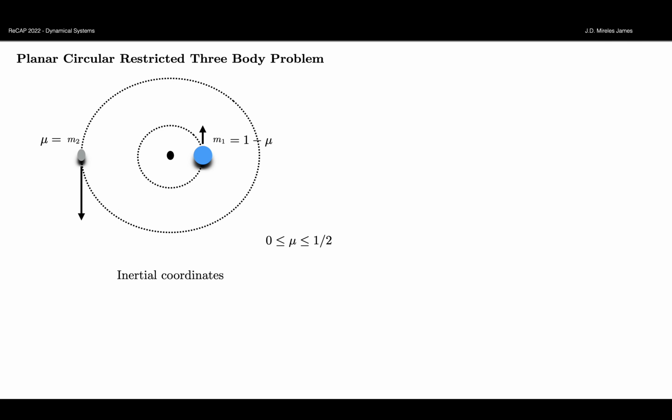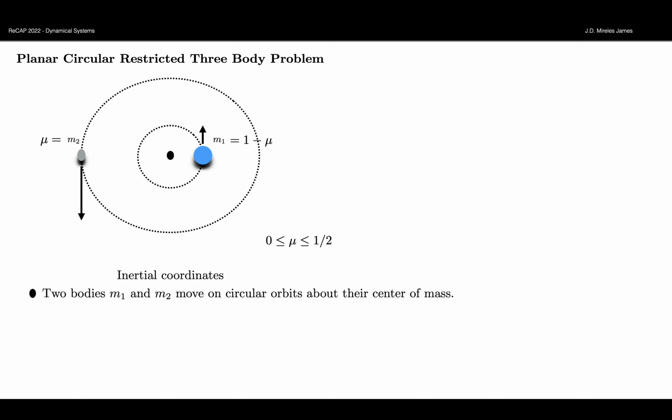I want to start by explaining a little bit what this circular restricted three-body problem is. This is a version of the three-body problem where you imagine that you have two massive bodies, M1, which is maybe the larger mass, and M2, which is the smaller mass. They're orbiting their center of mass on circular orbits. And you leave these bodies alone and just let them continue on those circular orbits.